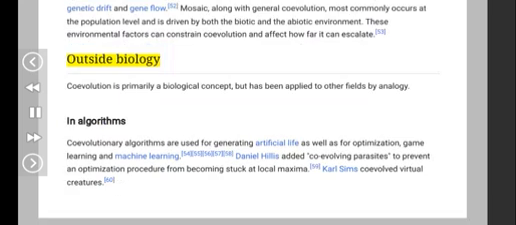Outside biology. Coevolution is primarily a biological concept, but has been applied to other fields by analogy. In algorithms, coevolutionary algorithms are used for generating artificial life as well as for optimization, game learning and machine learning. Daniel Hillis added co-evolving parasites to prevent an optimization procedure from becoming stuck at local maxima. Karl Sims co-evolved virtual creatures.